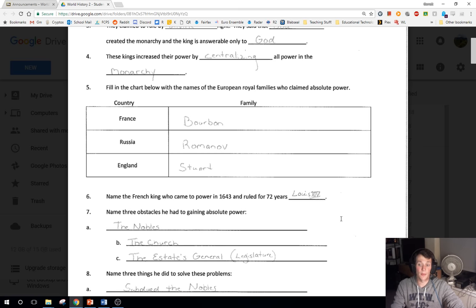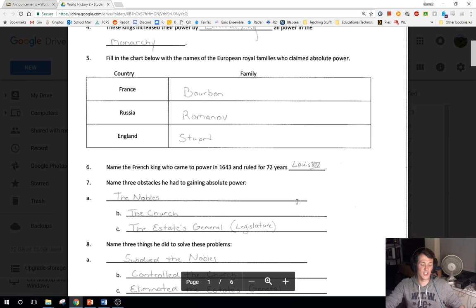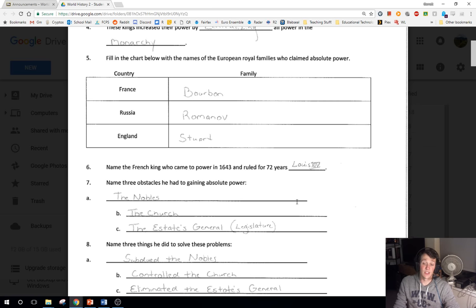So the other obstacle is going to be the church, right? If this is a man who claims he has divine right and that God gives him his power, the church is going to obviously want to have some influence in that, being as they are religious and about God, right? So the next big piece is the Estates General, which is known as the legislature, right? The legislature is the group that makes laws and controls taxes and other things. So he's got to be able to control them a bit in order to have this absolute power that he is hoping for, right?